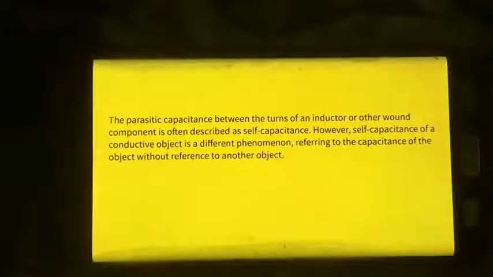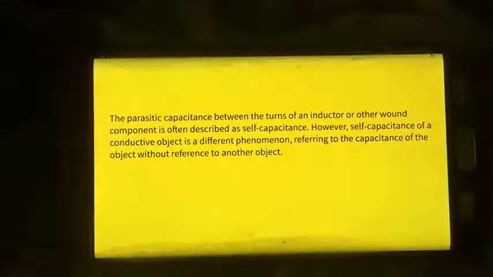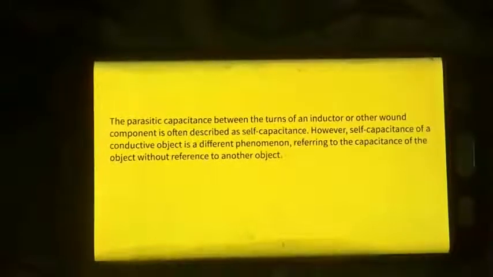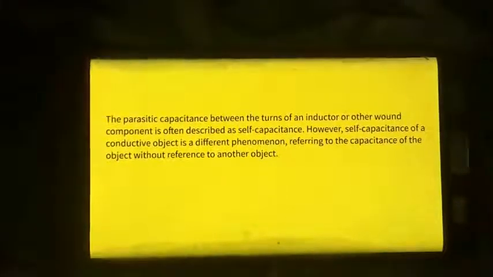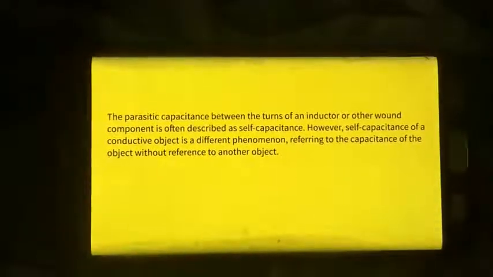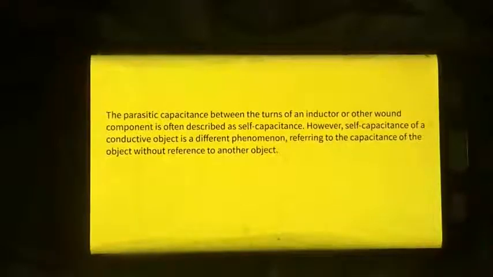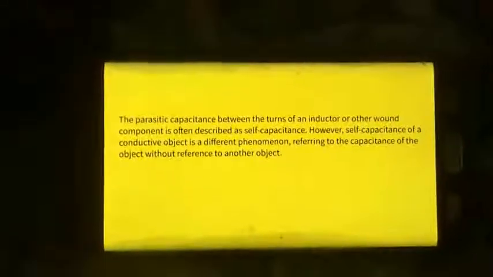The parasitic capacitance between the turns of an inductor or other wound component is often described as self-capacitance. However, self-capacitance of a conductive object is a different phenomenon, referring to the capacitance of the object without reference to another object.